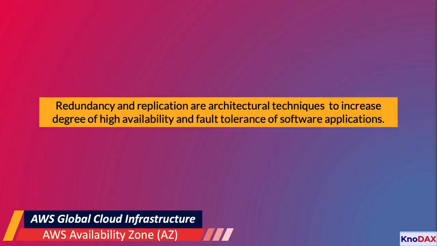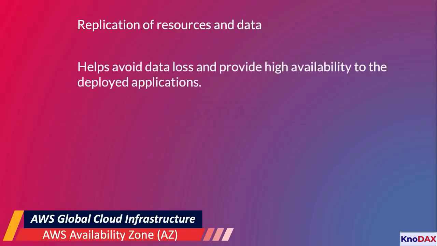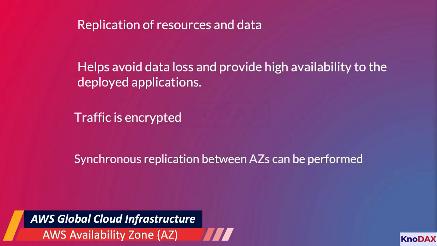Let's talk about availability zones from the solution's architecture perspective. Redundancy and replication are architectural techniques to increase software applications' high availability and fault tolerance. That being said, to provide redundancy, AWS allows replication of resources and data in multiple availability zones, which helps avoid data loss and provides high availability to the deployed applications. All traffic between AZs is encrypted.